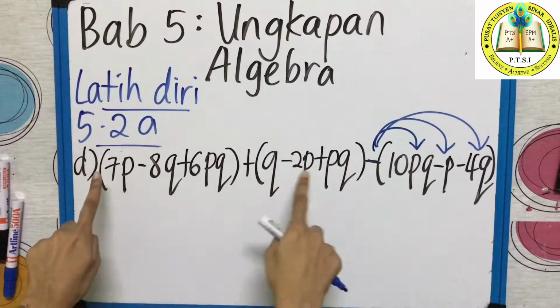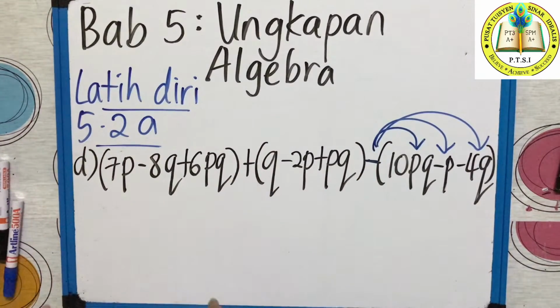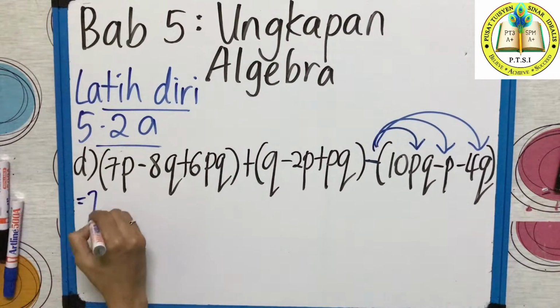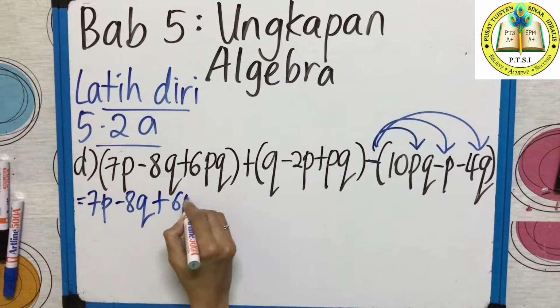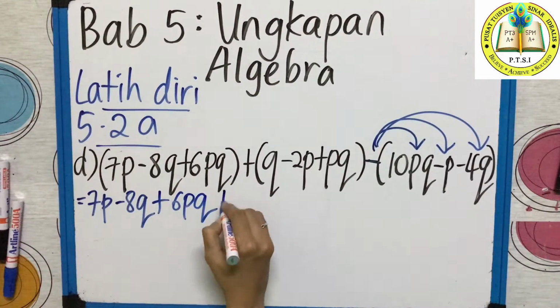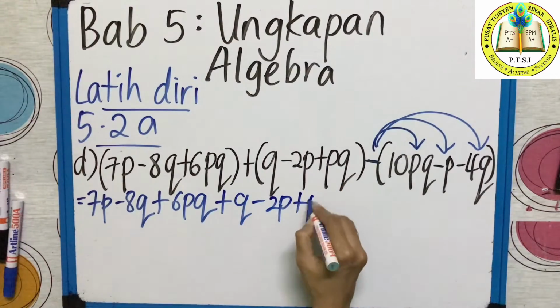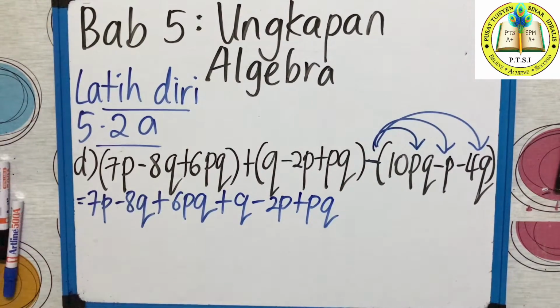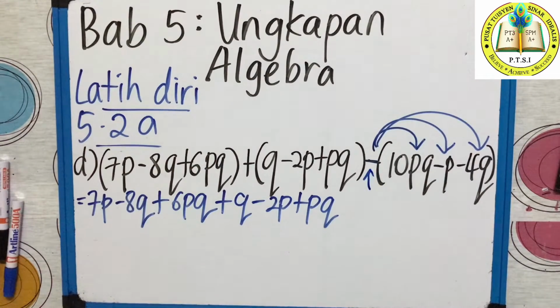So, yang lain semua tak ada. This one is plus, this is minus. Plus, cikgu kata no need to do anything, right? So, teacher just brings it down, equal 7p minus 8q plus 6pq. Cikgu turunkan plus q minus 2p plus pq. Semua cikgu turunkan. No need to do anything. But for minus, I said you must kembangkan.